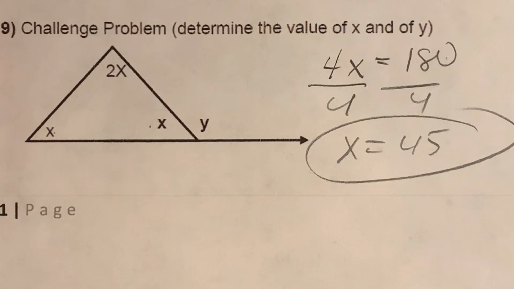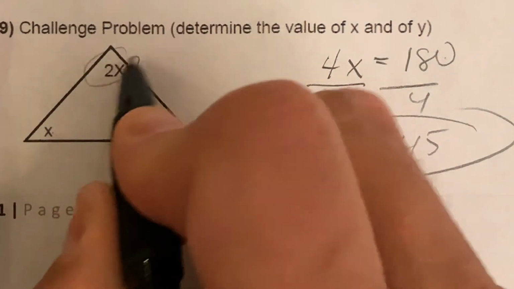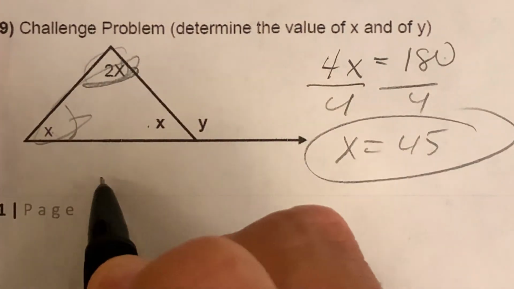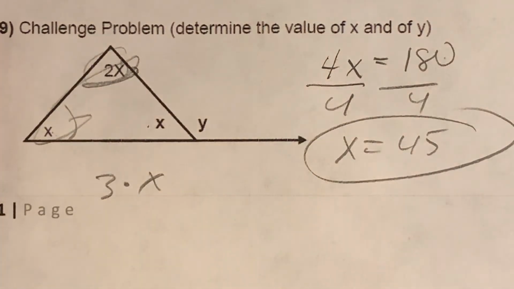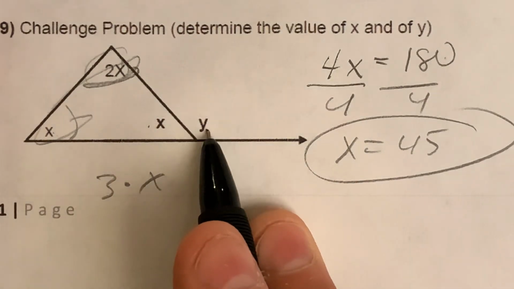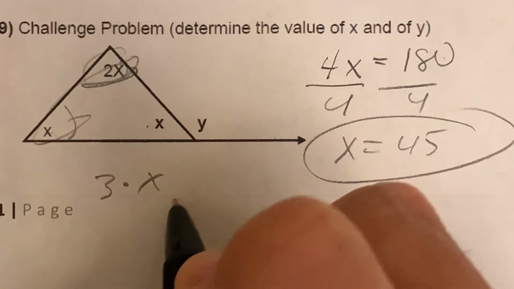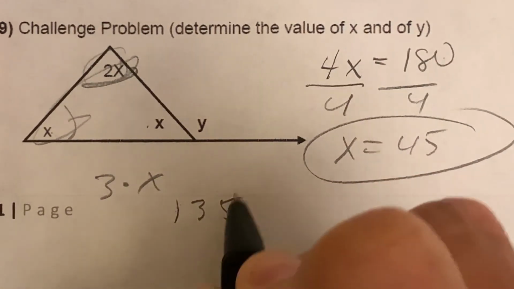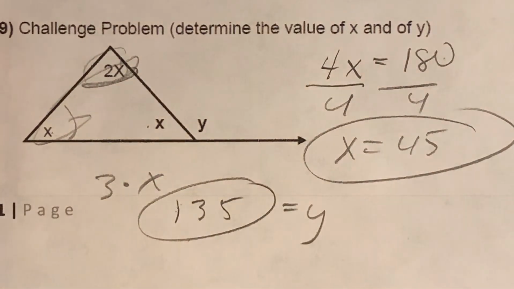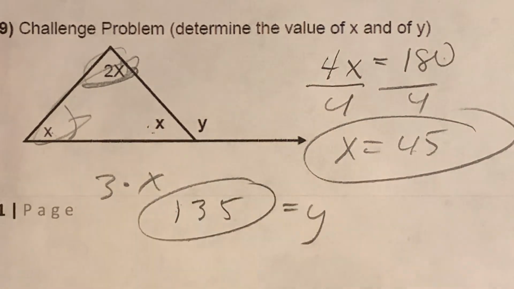Now you can do a couple different things. You can just take 2 times x plus x, which is 3x, combining these two, right? Take 3 times x, and that'll give you this outside one here. You could do it that way. So 3 times 45, that's 135. So that's equal to y. You could also just do 180 minus the 45. It's the same thing. They give you the exact same answer.